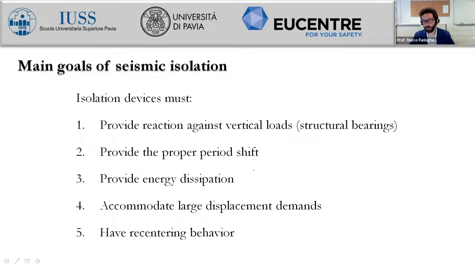We know that the overall demand will be lumped at the isolation devices, but this means that they will be subjected to very large displacements, and they actually have to be designed to accommodate those large displacements, which is actually the fourth goal: accommodate large displacement demands. And finally, the fifth is to have a recentering behavior. And we are going to discuss these goals one by one.